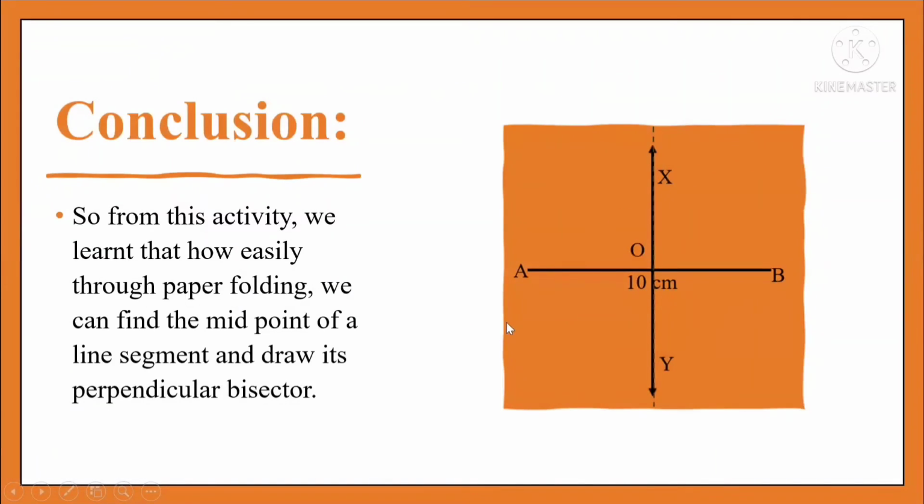Why is it a perpendicular bisector? Because this XY is bisecting AB, so it's a bisector, and because this angle XOA and XOB both are coming out to be 90 degrees, therefore it is a perpendicular also. So we say that XY is the perpendicular bisector of AB and O will be the midpoint of AB, right?